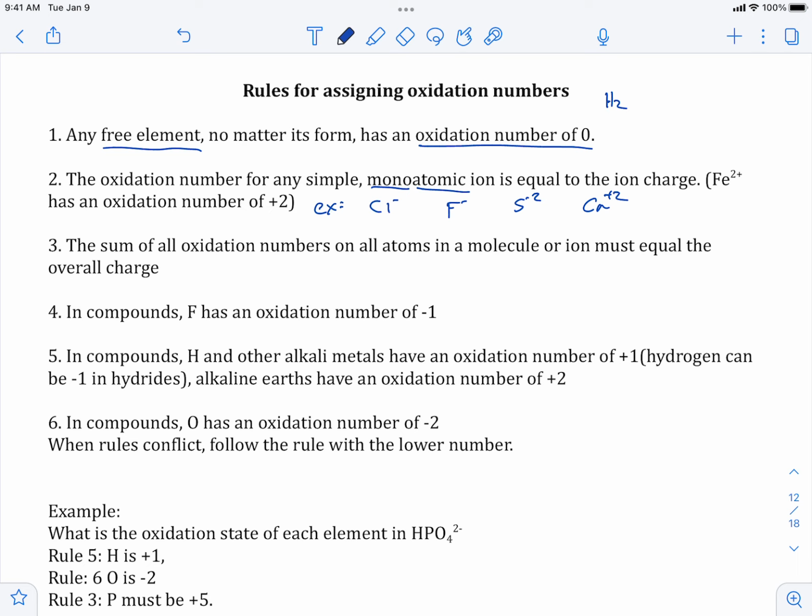Rule 3. The sum of all oxidation numbers on all atoms in a molecule or ion must equal the overall charge. Okay, so remember polyatomic ions? Let's start simple. Hydroxide. You know that hydroxide carries a charge of -1. Well, what are the actual oxidation numbers on both elements? Well, in hydroxide, oxygen is -2 and hydrogen is +1. So when you take the sum of those, that's how you get an overall charge of -1. Let's do another example.